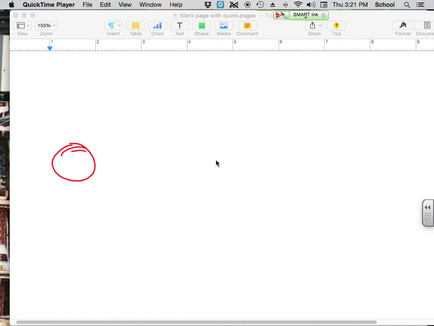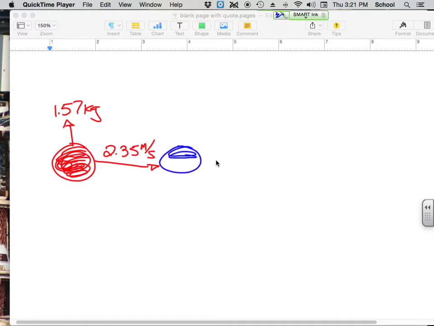So we have a red ball that has a mass of 1.57 kilograms that is traveling this way at 2.35 meters per second. It is going toward a blue ball that has a mass.